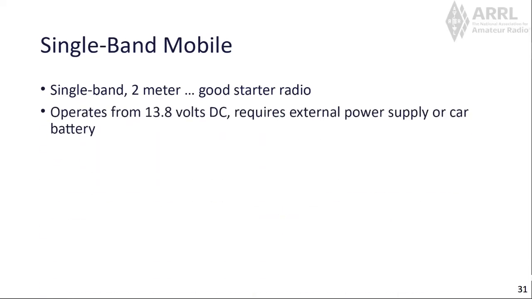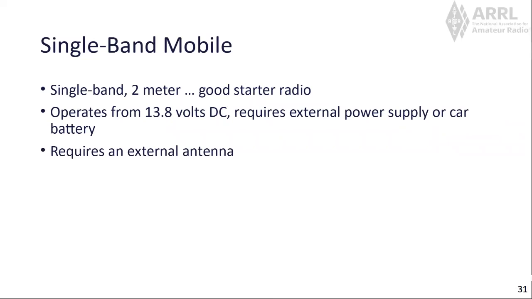So, okay, single band mobile, 2 meter, which is a good starter radio. That's the little black things that operate on 13.8 volts DC. They require an external power supply, or you plug it into the cigarette lighter on your car if you still have one. They don't call them cigarette lighters anymore. They call them power ports.